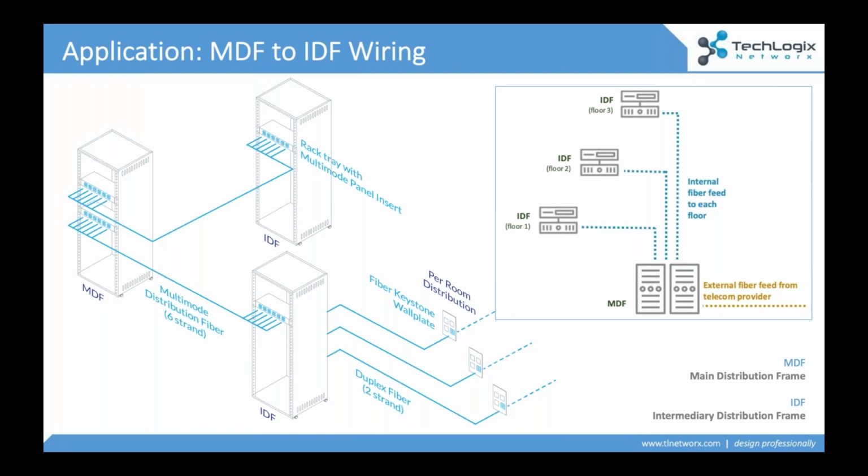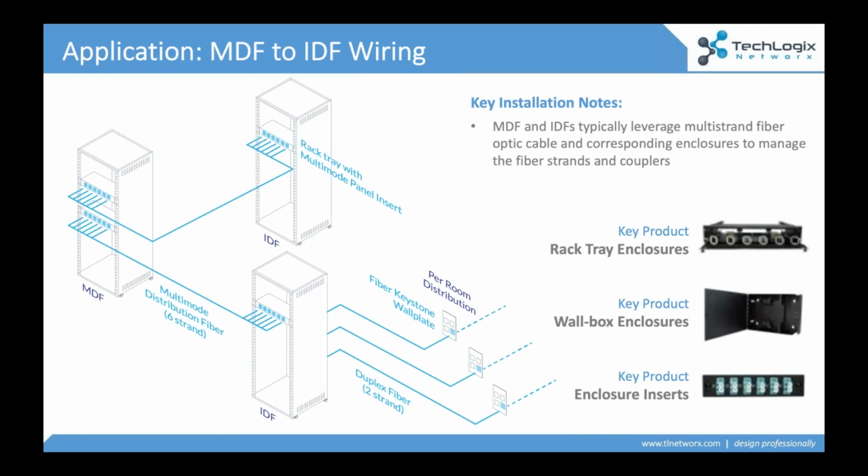And in this application, it's very common for us to integrate enclosures. Now, yes, technically, outdoor wall box, that's an enclosure. It's a type of enclosure. Do we see that in MDF and IDF? Sure, plays a role. However, we tend to see more rack tray enclosures and metal wall box enclosures, okay? And the reason is when you're wiring an MDF to an IDF, odds are you're going to use multi-strand cable. And frankly, you get into some pretty high strand counts, meaning 6-strand, 8-strand, 12-strand, 24-strand, and even beyond that. Why?